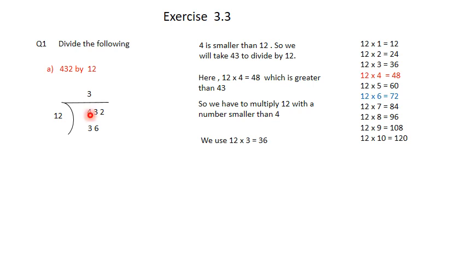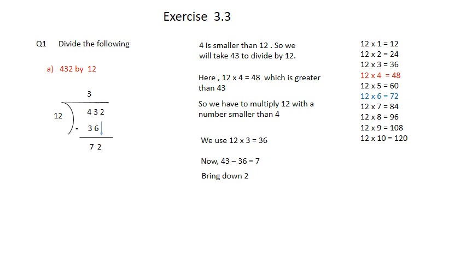Now 43 minus 36. So 43 minus 36 is 7. So I have written 7 here. Now one number is left. See, till now we have taken only 43. One number is remaining, that we will bring down. See, bring down 2.